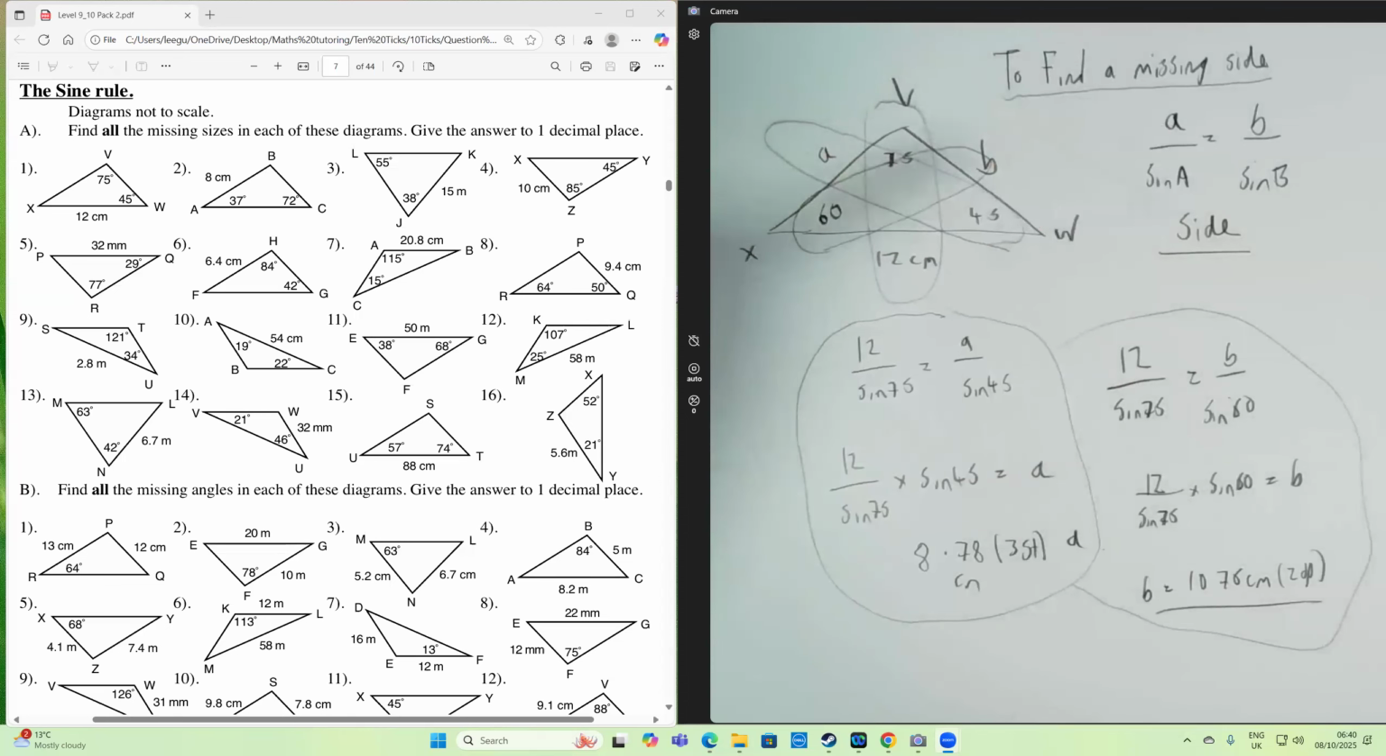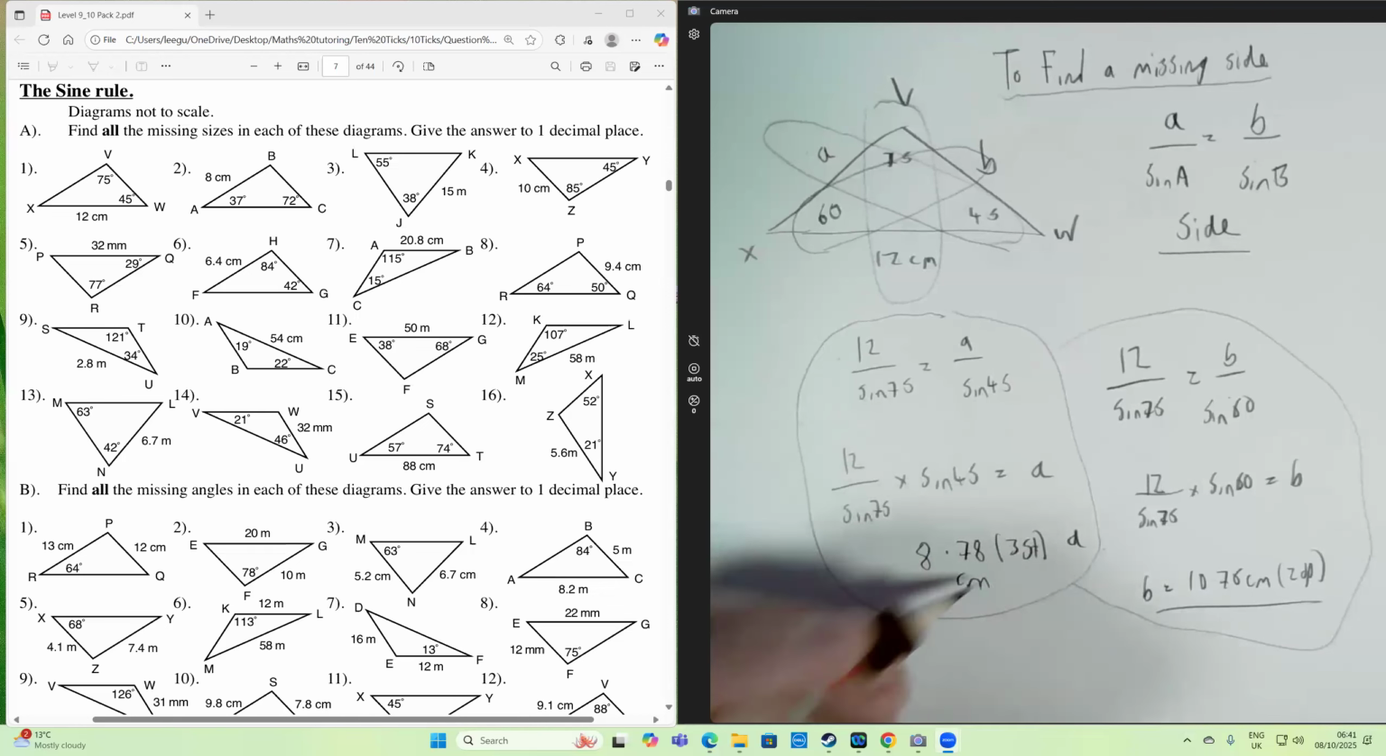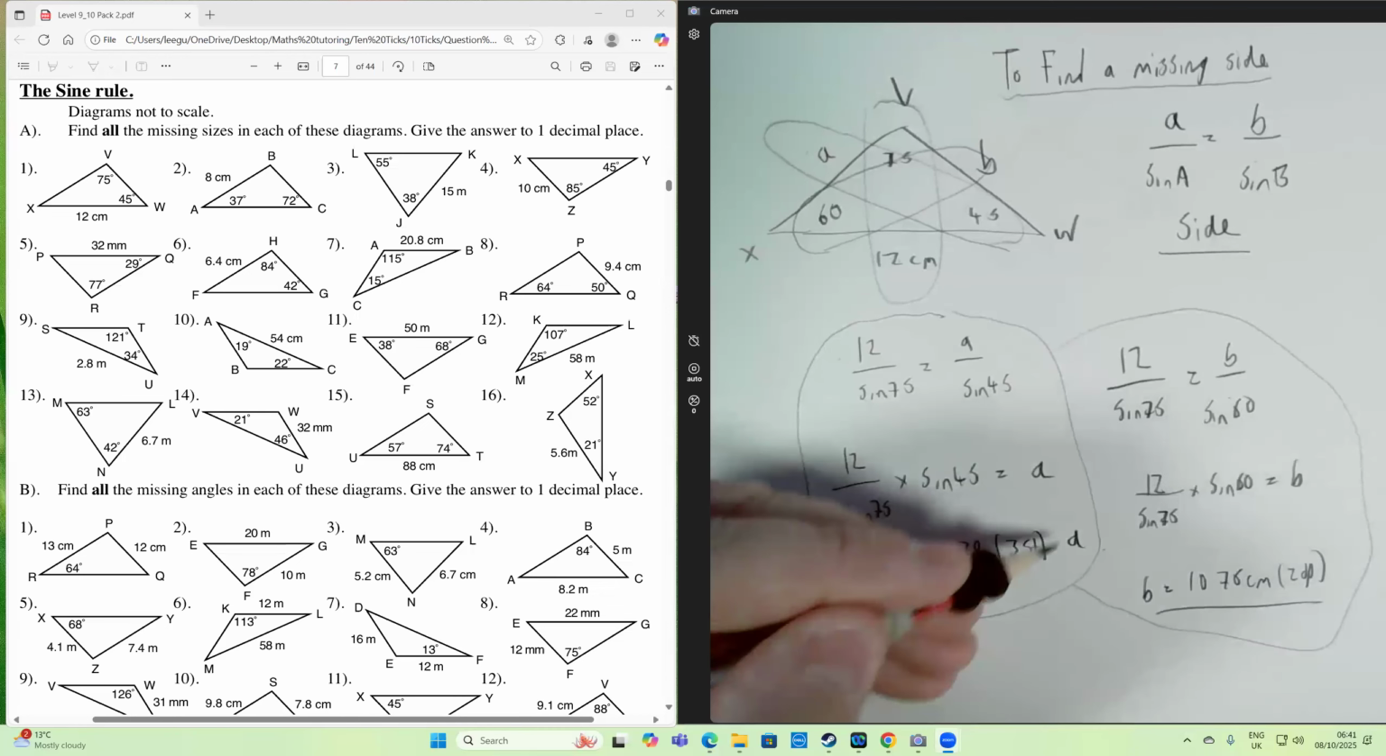In this particular question, question 1 from this worksheet, it wants us to find all of the missing sides. So we start off by writing down the one that we know everything about, 12 divided by sine 75, because we know both of those pieces of information. And then that is equal to a, that we're trying to find, divided by sine of 45. At that point, we multiply both sides by sine 45 to make a the subject. And then we just work it out in our calculator. 12 divided by sine 75 times sine 45 is a, which turns out to be 8.78 centimeters. And that's that one done. That is equal to a.